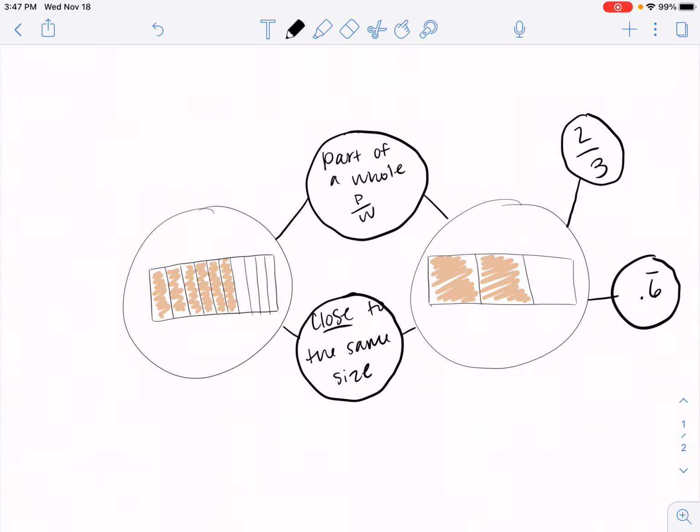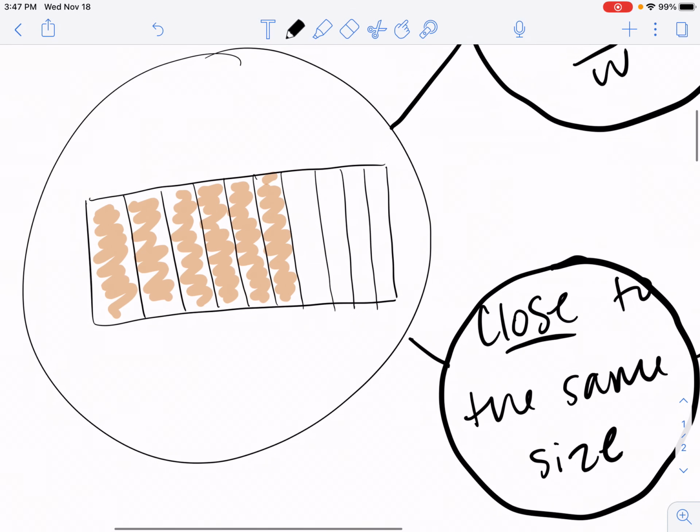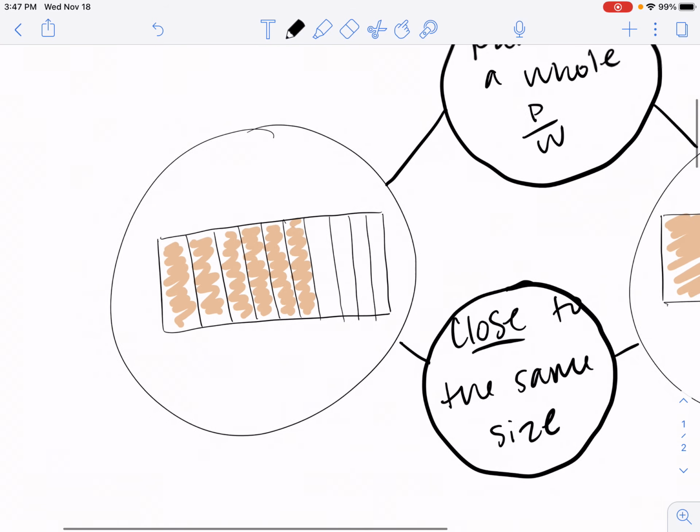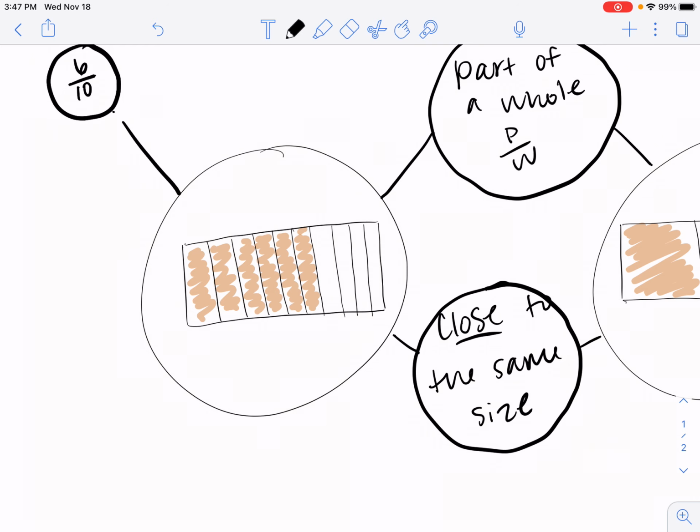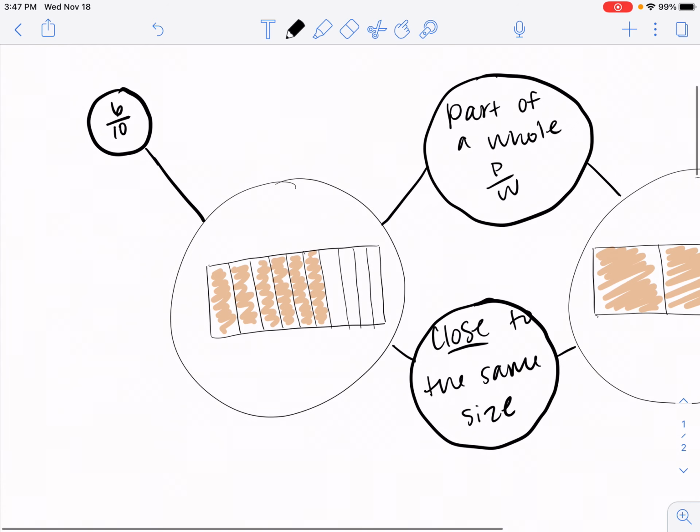All right. Now off to this side, we're going to look at this fraction. There are 1, 2, 3, 4, 5, 6, 7, 8, 9, 10 squares total. So the whole is 10. And the part is 1, 2, 3, 4, 5, 6. 6 out of 10. Now I know that this can be simplified.